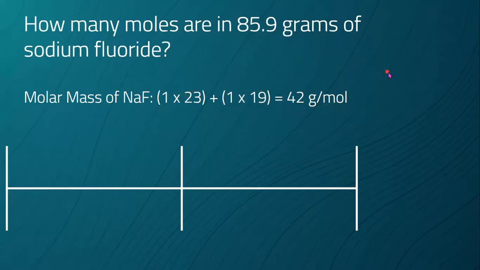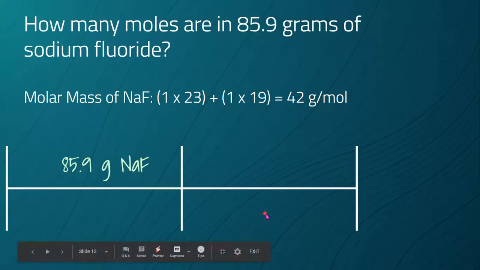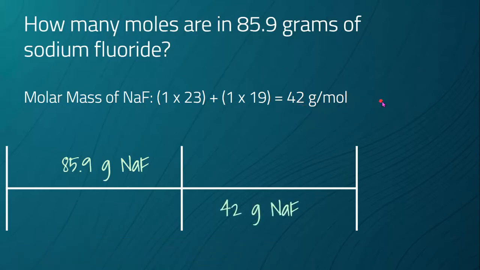I'm going to start by putting the number given to us in the problem in the upper left-hand box. So 85.9 grams of sodium fluoride goes there. Since I have grams of NaF up, I need to put grams of NaF down. In my conversion factor, I know there's 42 grams in 1 mole of NaF. So the 42 grams will go on the bottom so that grams will cancel out, and the 1 mole will go on top.